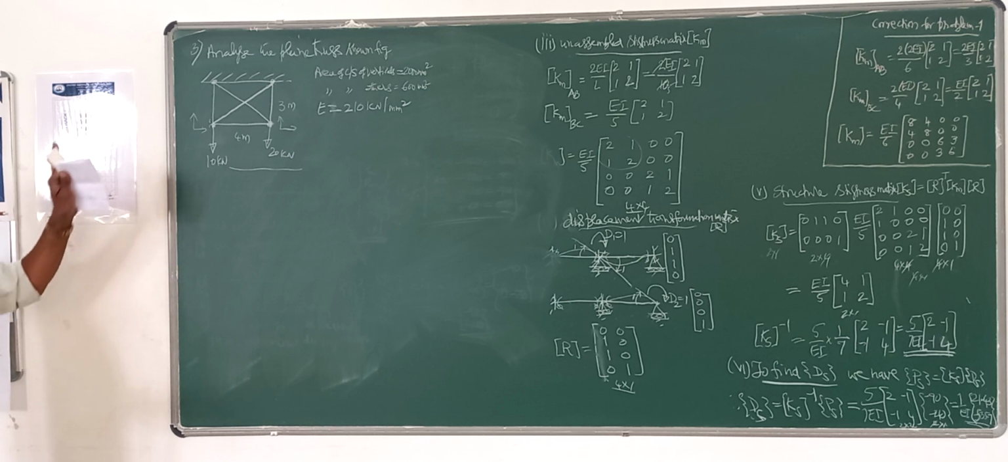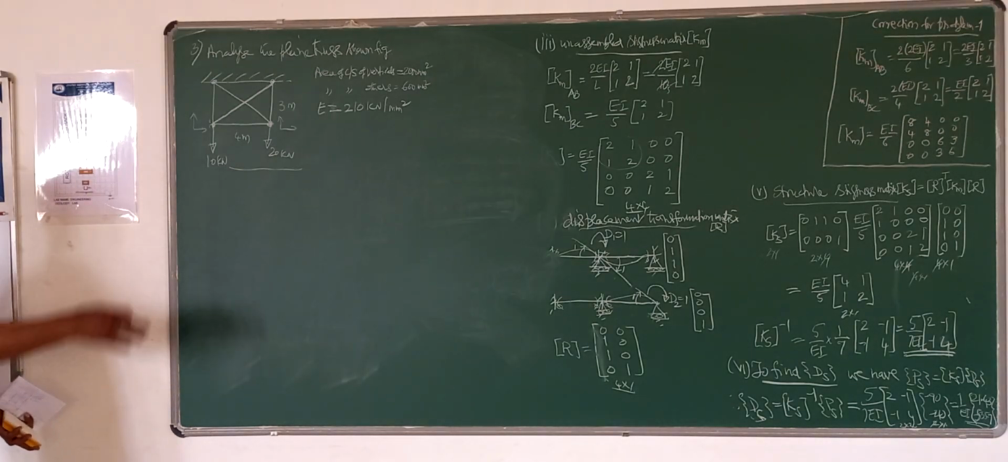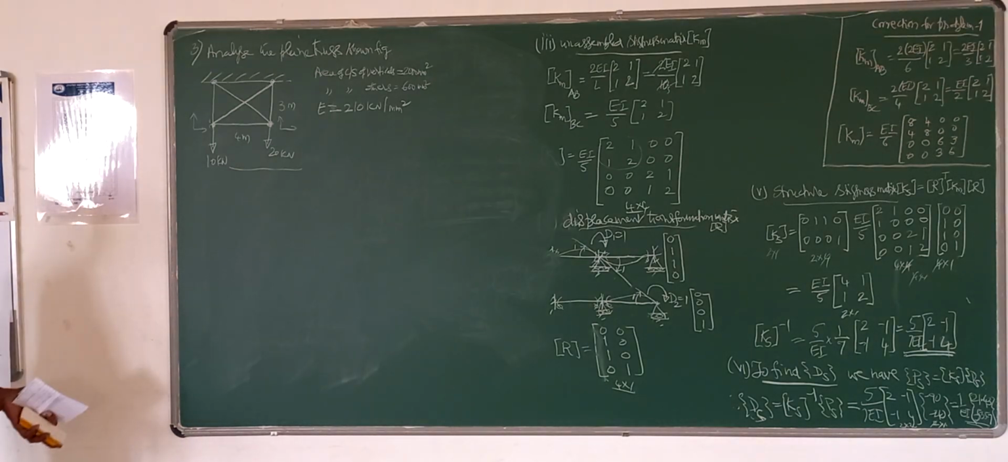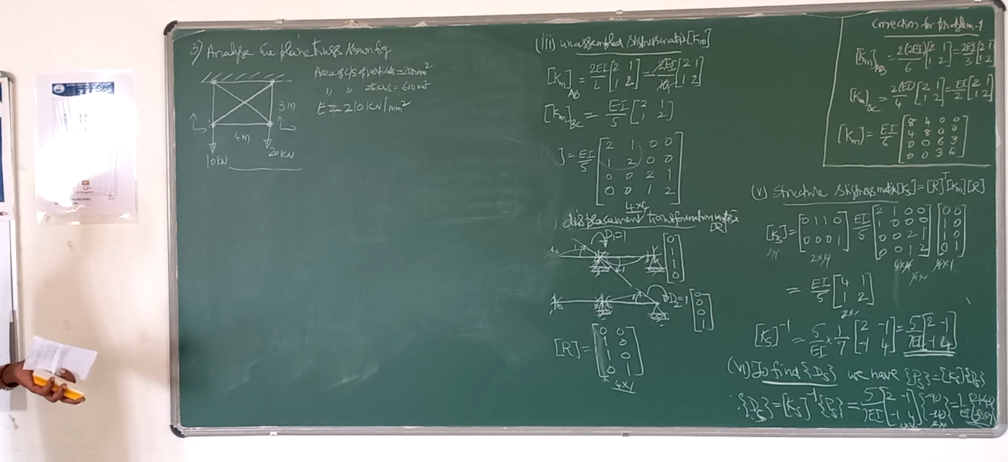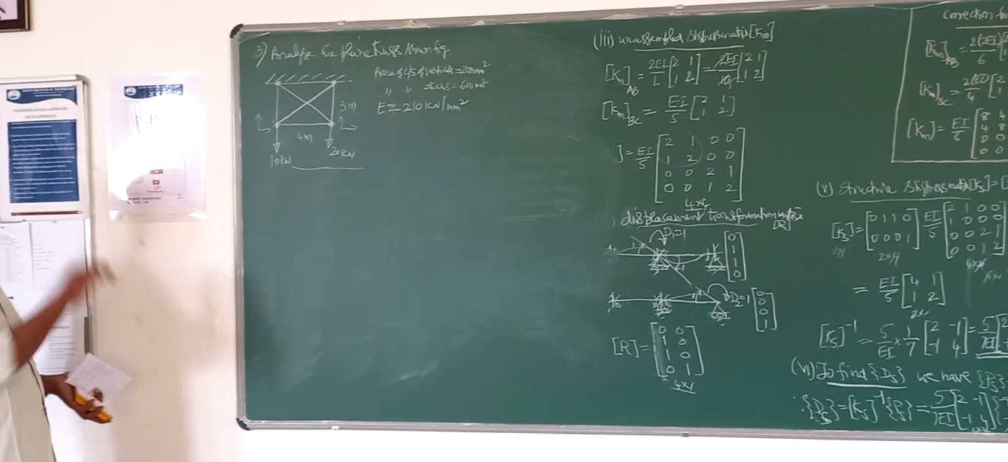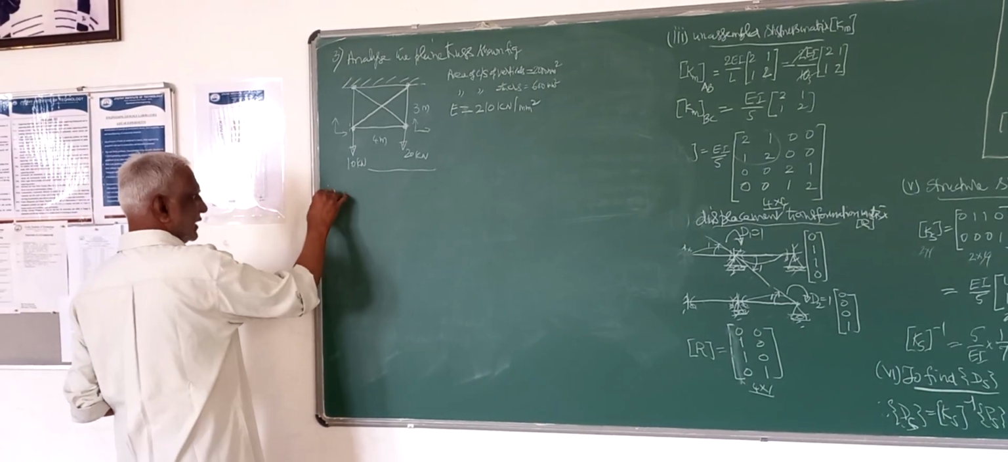So that is why, for solving problems, stiffness method you can use conveniently where kinematic indeterminacy is less. Likewise, flexibility method you can use advantageously where static indeterminacy is less. Usually for stress problems, static indeterminacy will be low, so flexibility method is most suited when compared to stiffness method. So let us follow the procedure.